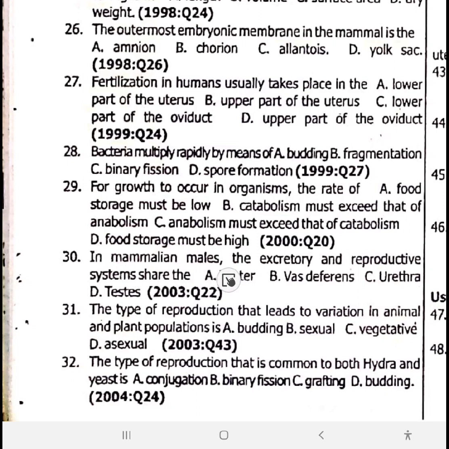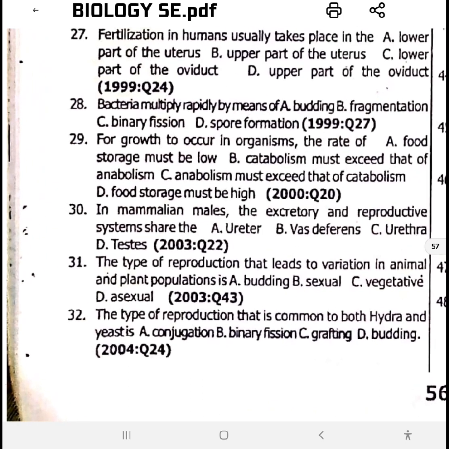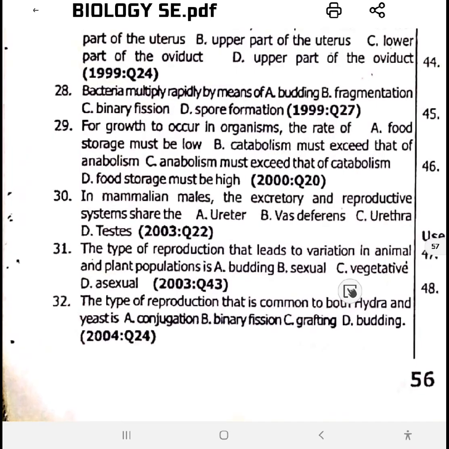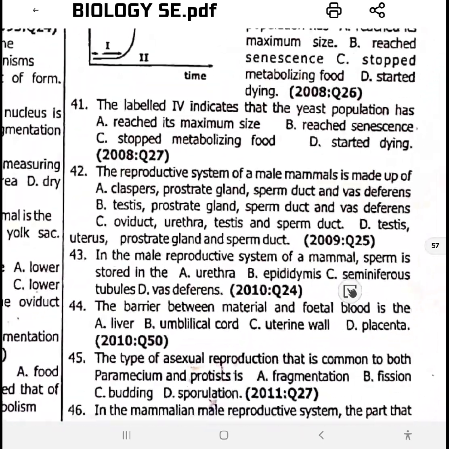30: in mammalian males, the excretory and reproductive systems share the urethra. Option C. 31: the type of reproduction that is common to both hydra and yeast is called budding. It's budding. Hydra and yeast, they both undergo budding. Next, we stop at question 49.